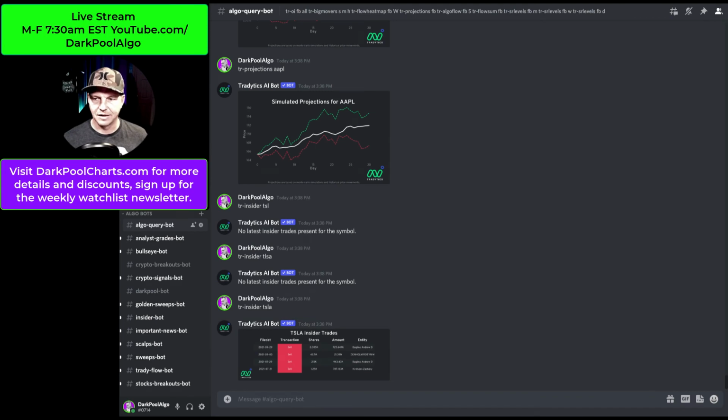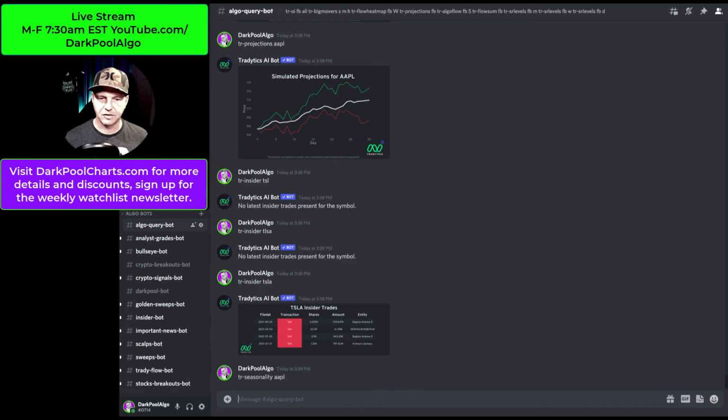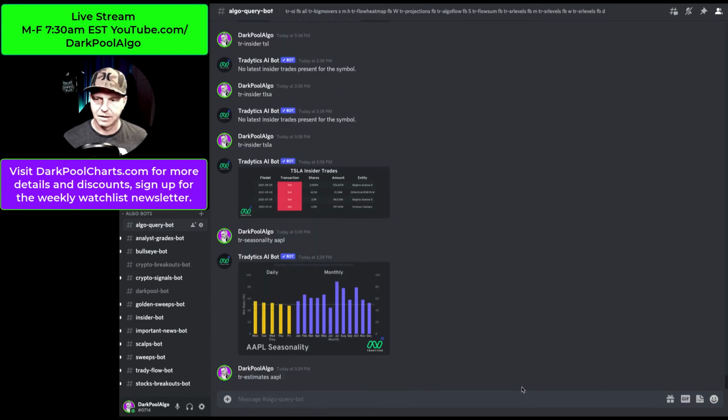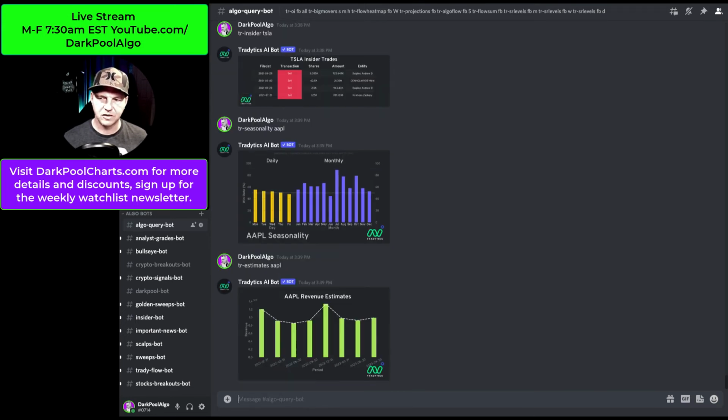Seasonality is another really hot topic lately. Let's see what Apple does as far as seasonality is concerned. It shows the behavior of the stock. Obviously, you can tell that July is the highest. Apple does the most transactions in July. TR estimates shows you the future estimates of the stock. Pretty nice to see what they're saying as far as revenue goes there.